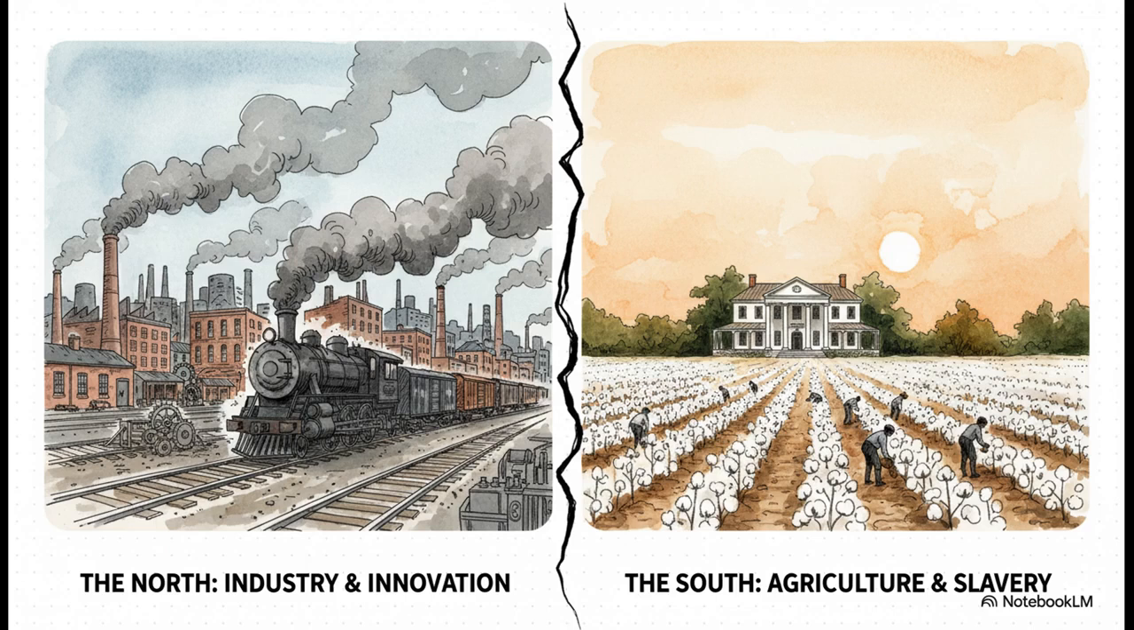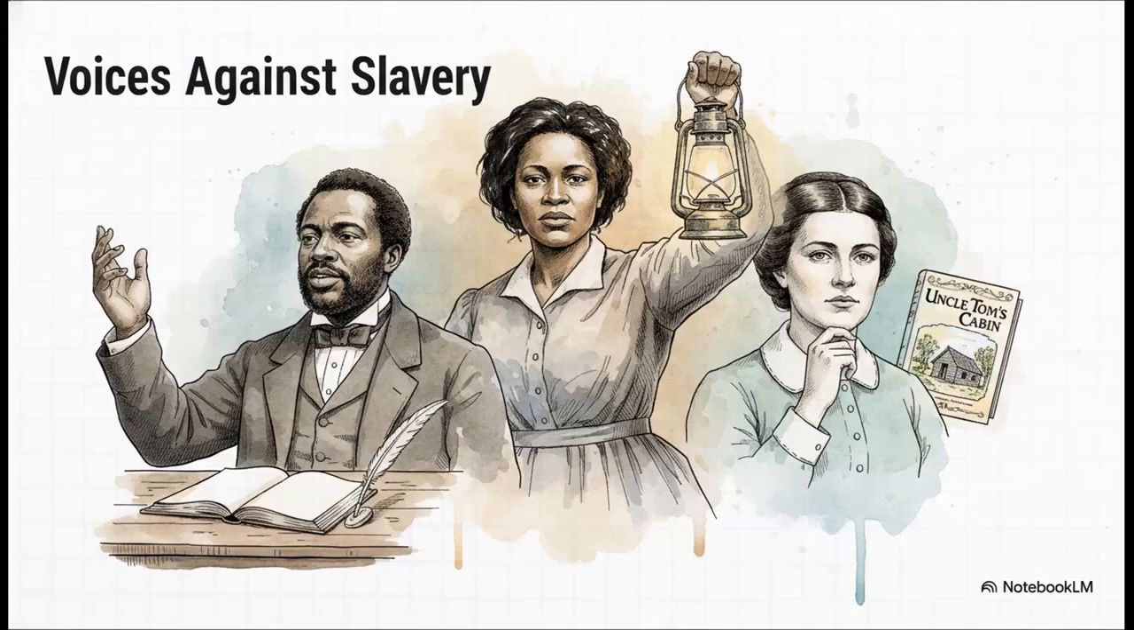These weren't just economic differences. We're talking about 2 completely different societies with fundamentally opposing views on human morality. But even in the face of this horrific injustice, there were incredible heroes who fought back. Think about the courage of someone like Harriet Tubman, who escaped slavery herself and then went back again and again to lead others to freedom on the Underground Railroad.